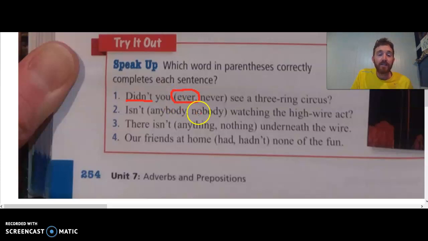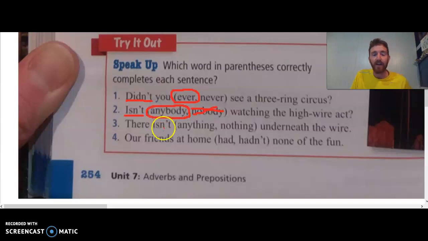Okay, number two is kind of similar. It says, isn't anybody or isn't nobody watching the High Wire Act? Again, isn't is a negative already. We are having is not. So we don't want another negative. We don't want to say, isn't nobody. Again, that's not the appropriate way to speak. We want to say, isn't anybody.